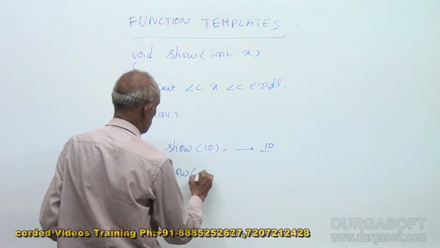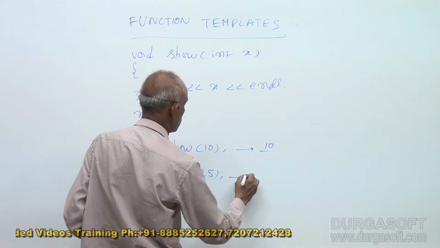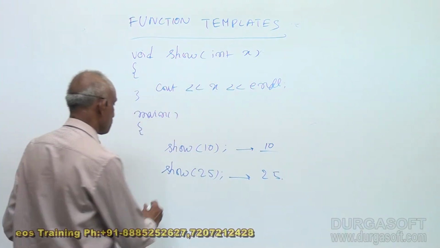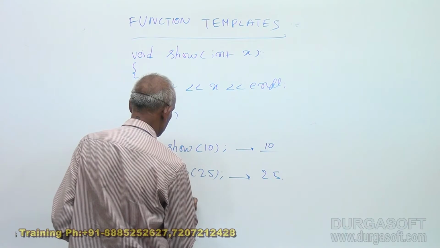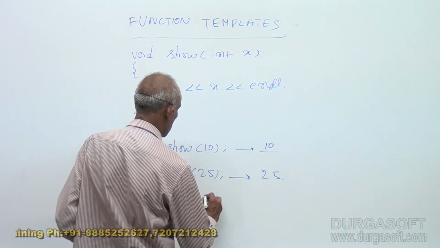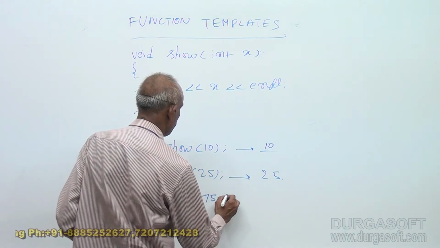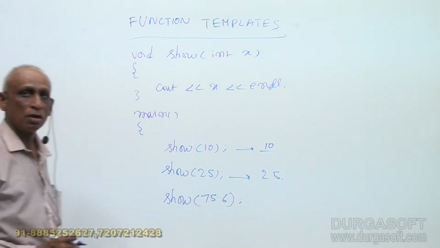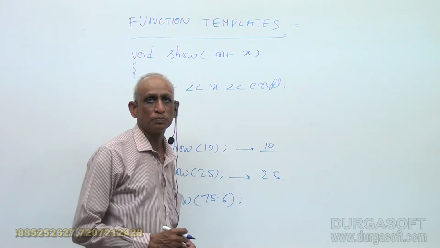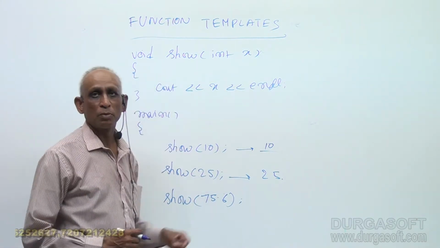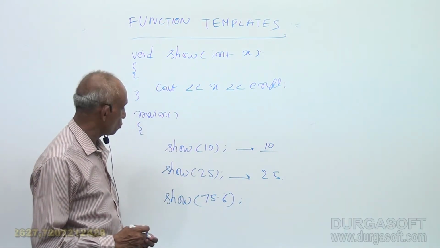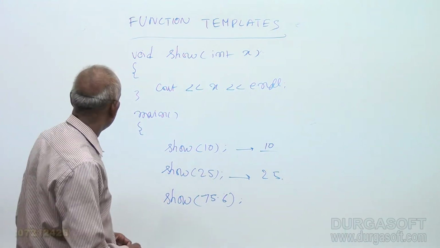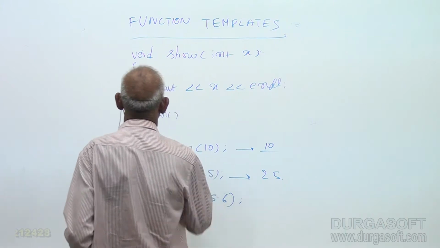show(25), display 25. Suppose I want to display show(75.6), that is I want to display a float value. It cannot do because it is integer. So what to do? We can make it a template function. How do you do it? Let us see that.